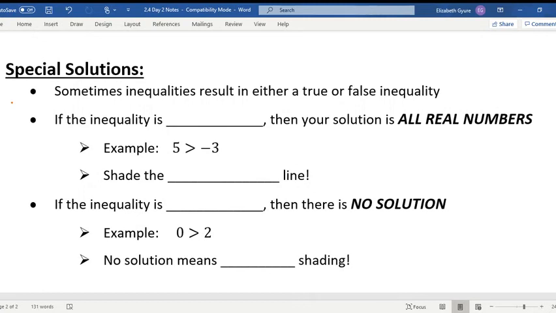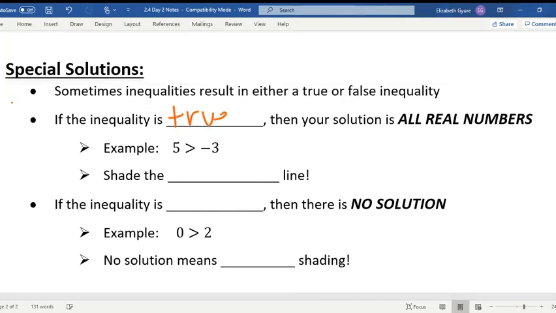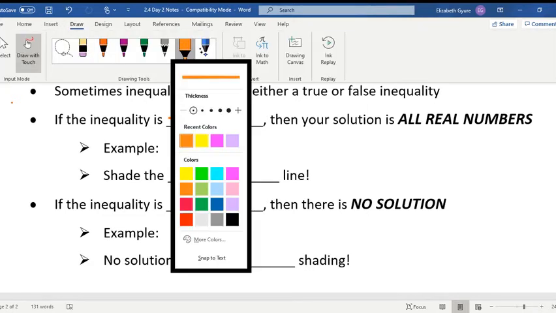Sometimes inequalities result in either a true or false inequality. You guys remember when we solved equations and sometimes there wasn't an answer? That happens sometimes with inequalities. Sometimes it doesn't quite work out the way we want it to. If you get an inequality that is true, then your solution is all real numbers.